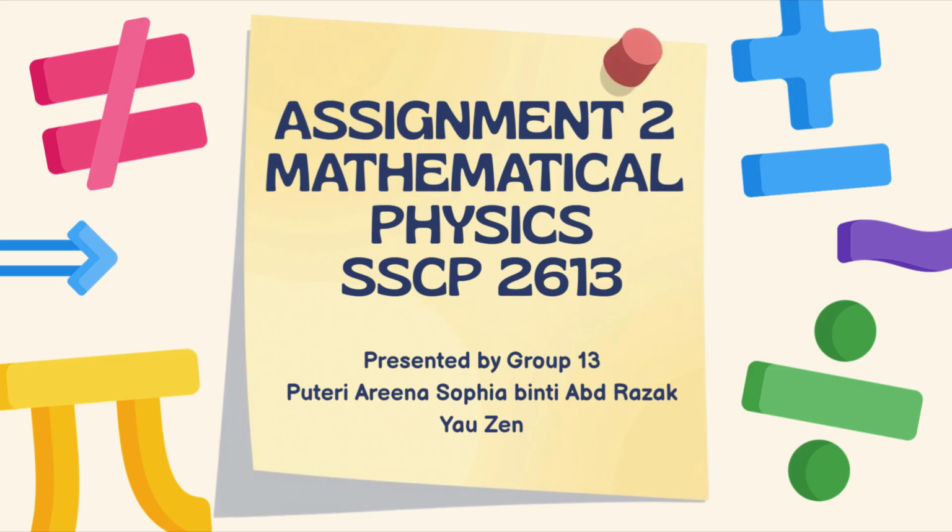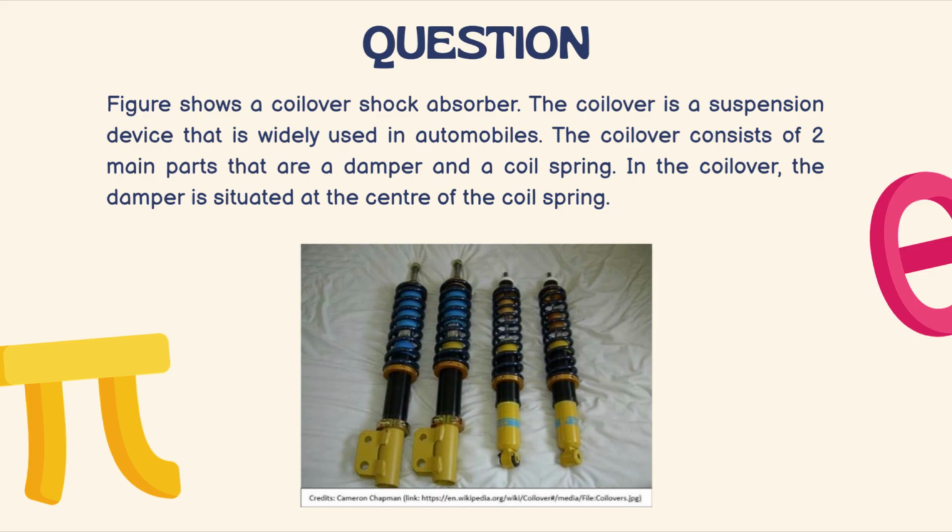Physics SSCP 2613. We will be analyzing the mechanical modeling and mathematical derivation of an automobile coil-over shock absorber systems. First, let's look at the problem statement for our assignment. We are tasked with evaluating a coil-over suspension device which is widely used in modern automobiles.